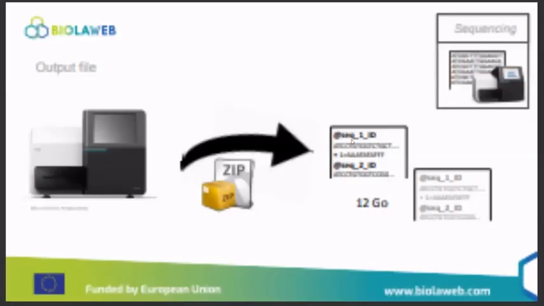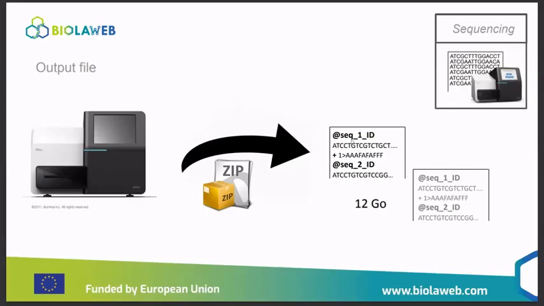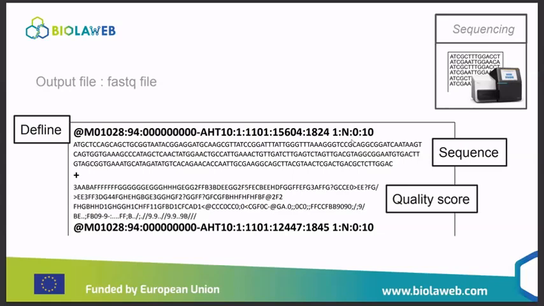So now we are leaving the lab and going back to the computer. At the end, the sequencing platform sends you what are called FASTQ files. Those files look like this. They are files that contain your sequence and the quality of each base of your sequence.